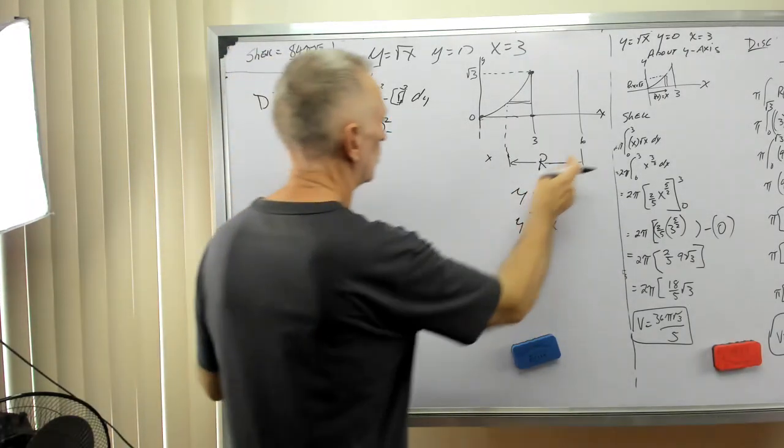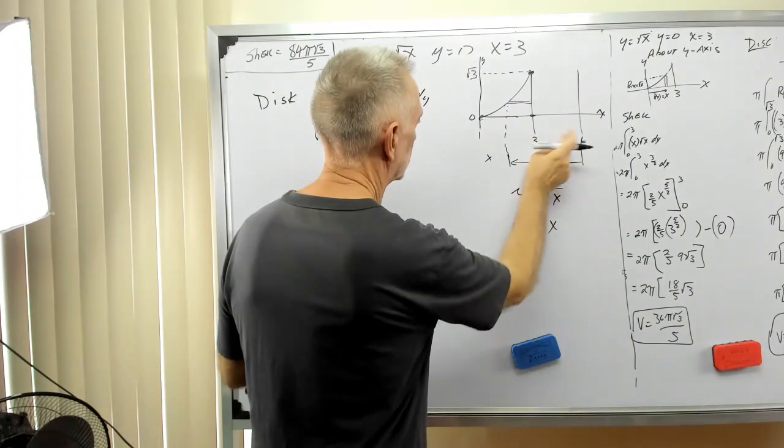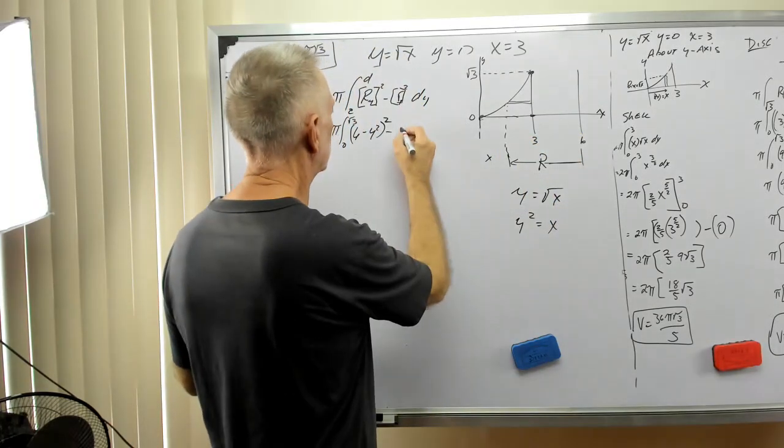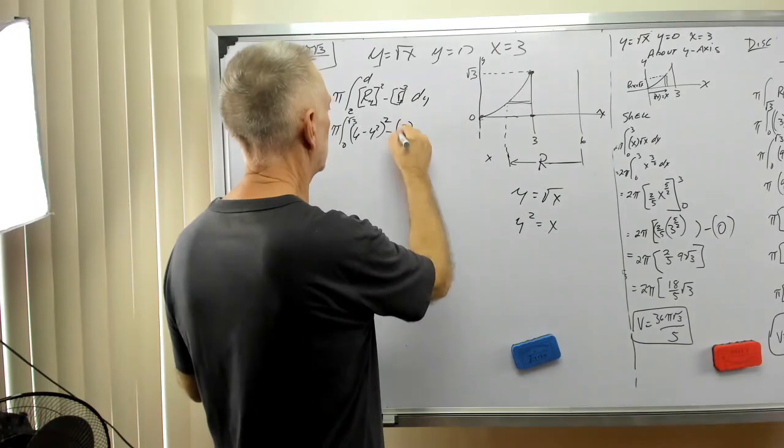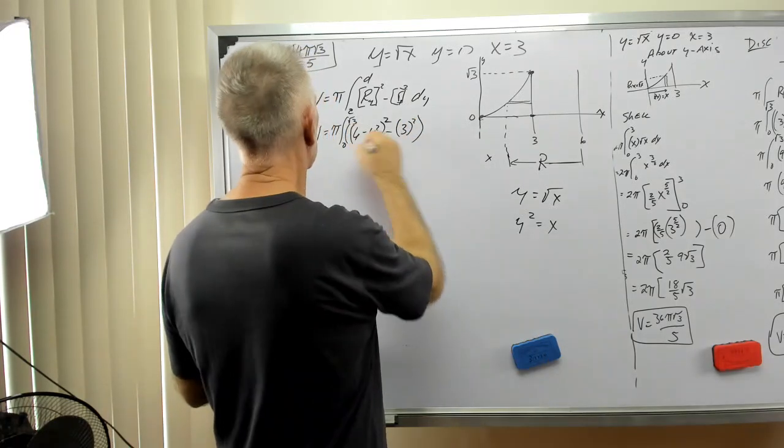Minus, what's the inner radius? 6 minus 3, so it's just 3. 3 squared is 9. I guess I should set it up like this. 3 squared dy.